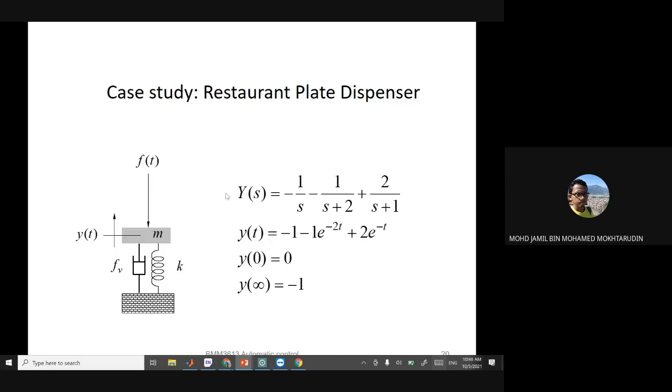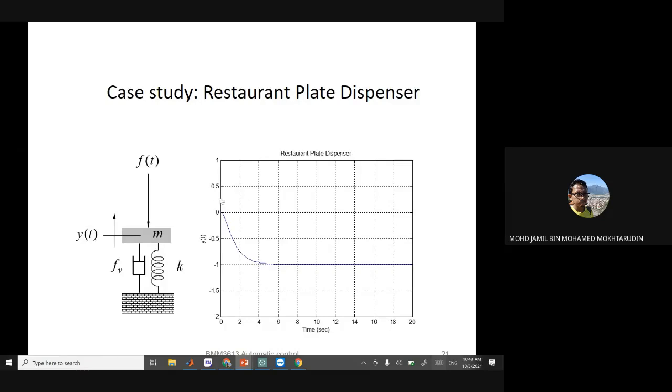And then from Y(s), you use inverse Laplace transform to get an equation here. Okay, so from this time domain equation, we can plot a graph, for example. So in the example given here, when you plot the graph of y(t), it shows that the position of the box starts at 0, and then suddenly the position drops to -1. But it takes some time before the box stops at -1.